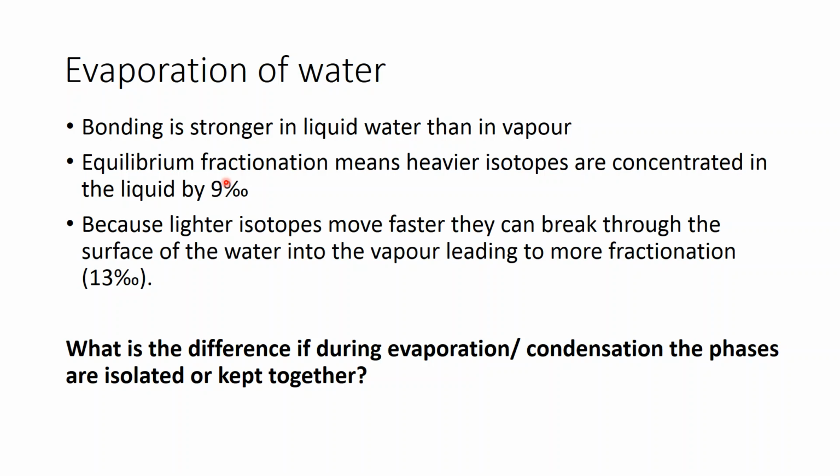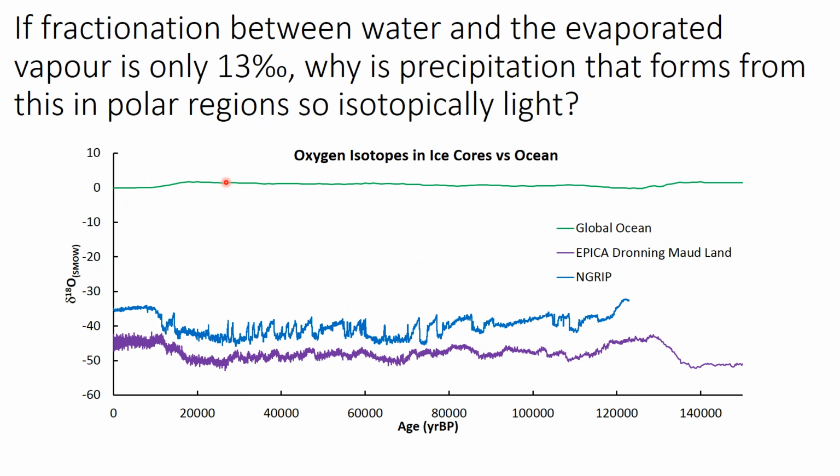So what we're going to do now is see what happens if we continue this process and continually remove the thing that we're producing by the evaporation or condensation, to try and explain how we get these differences between these, ultimately the ocean from which everything is evaporating.